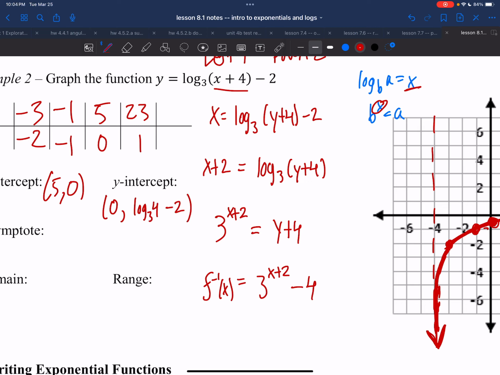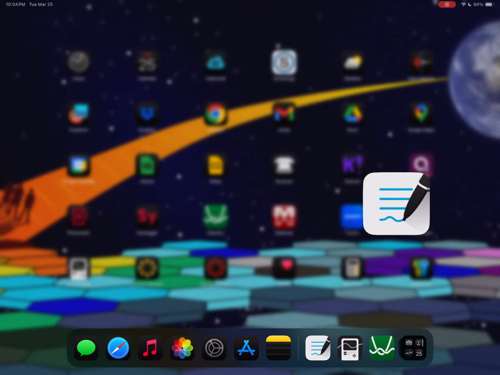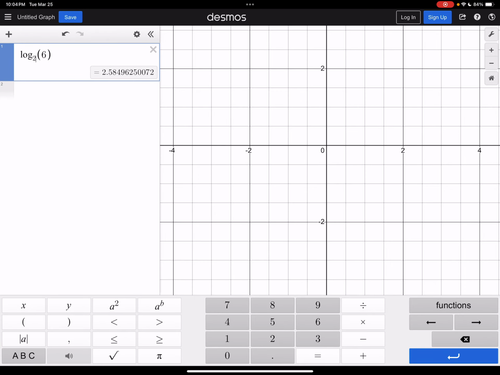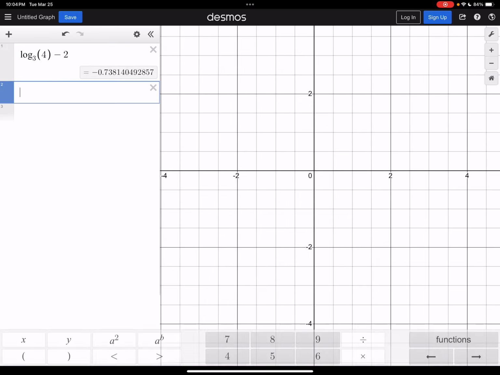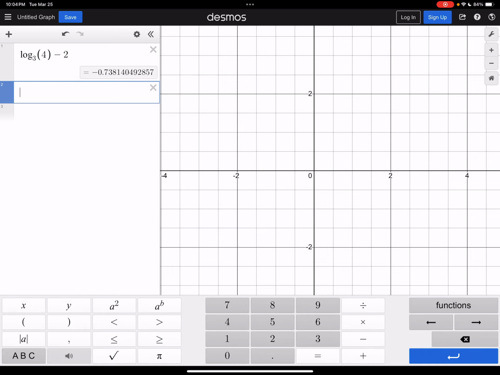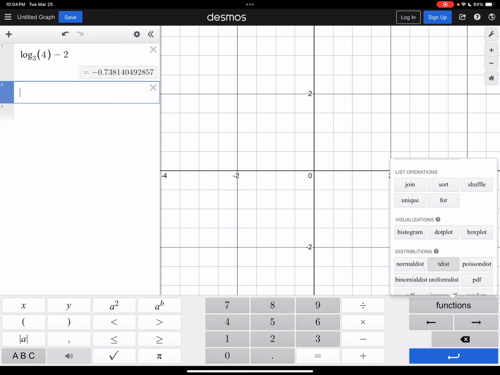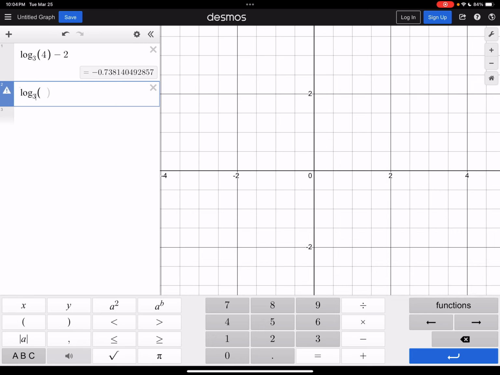That's technically the y-intercept. You might say, well, how are you supposed to know what that is? Well, that's why we got calculators, right? Log base 3 of 4 minus 2. That would be the y-intercept. And if you don't believe me, let's look. I'm going to graph the logarithmic function, log base 3 of x plus 4, minus 2.